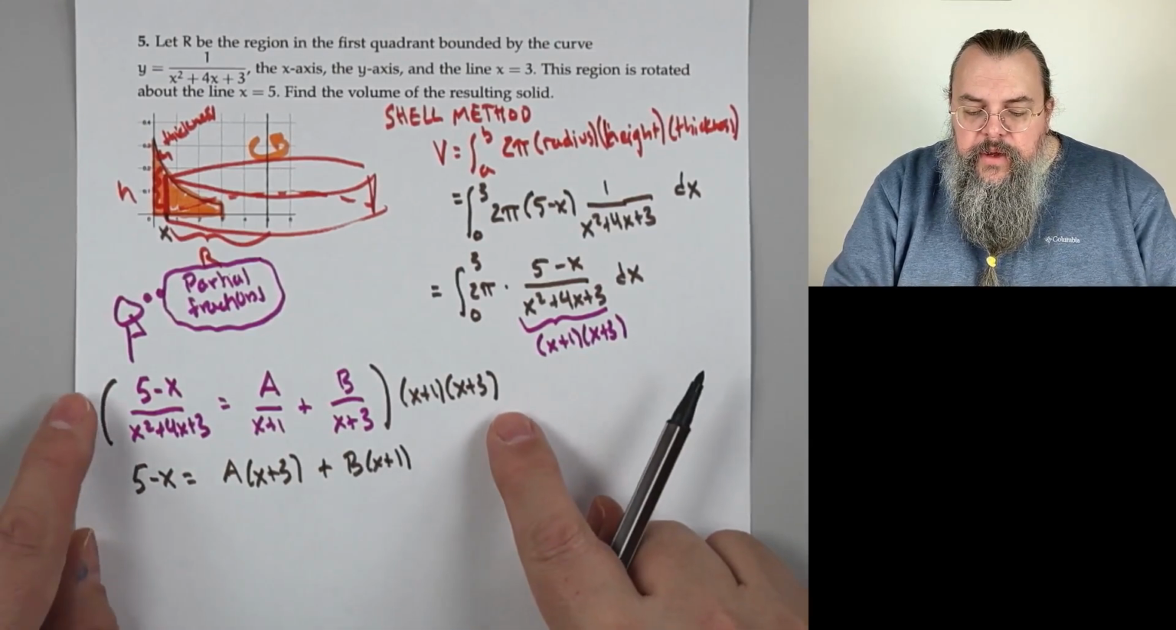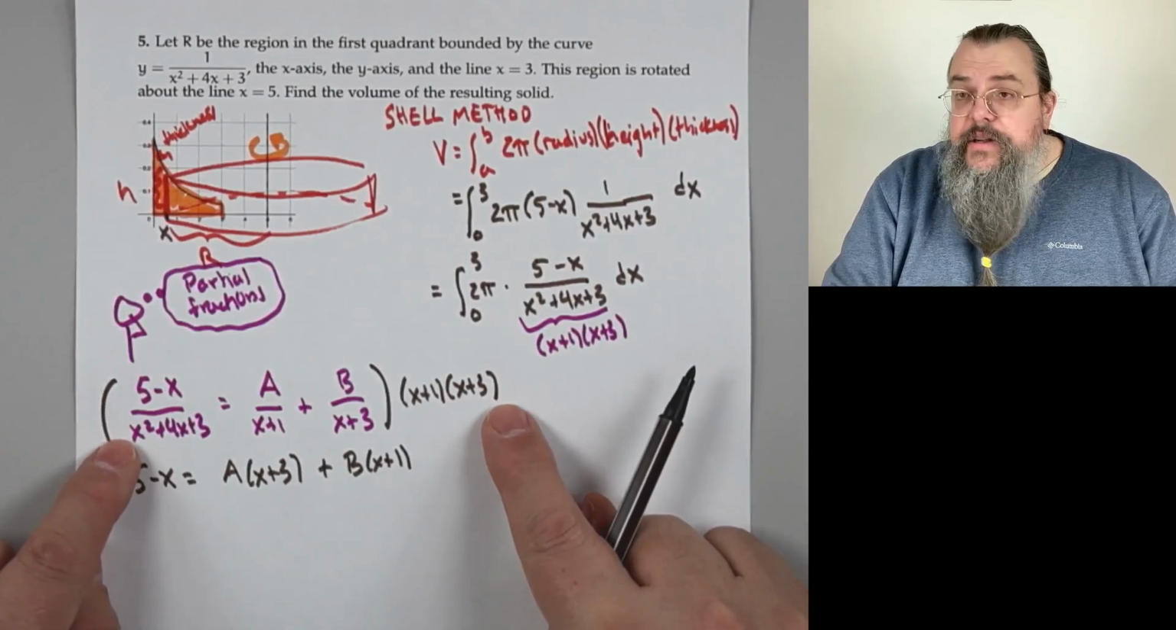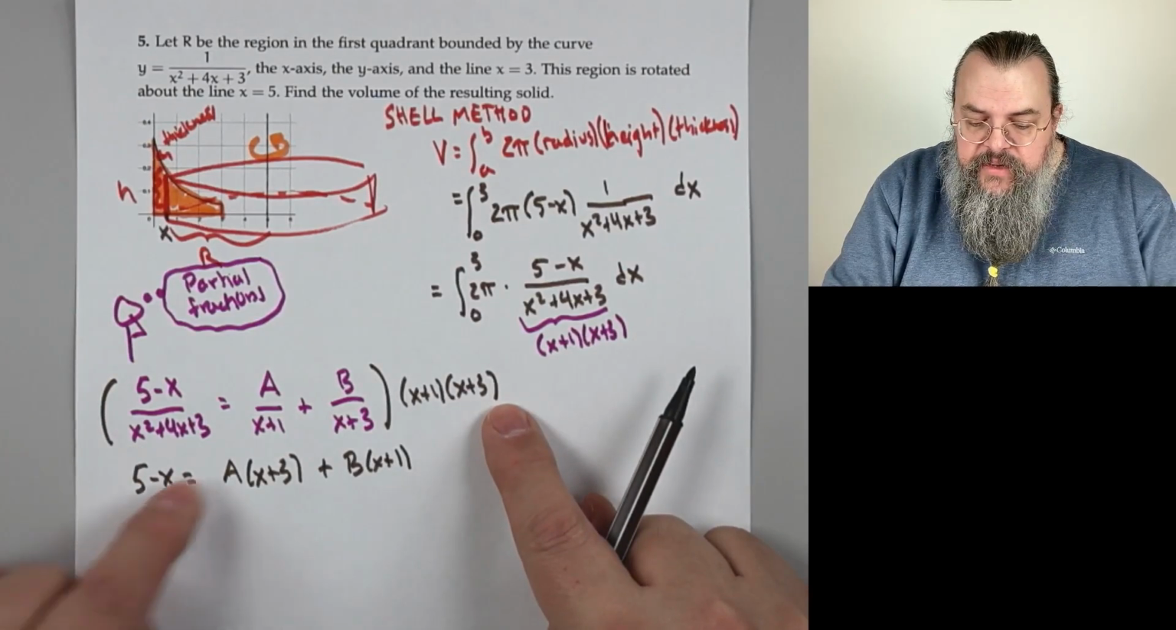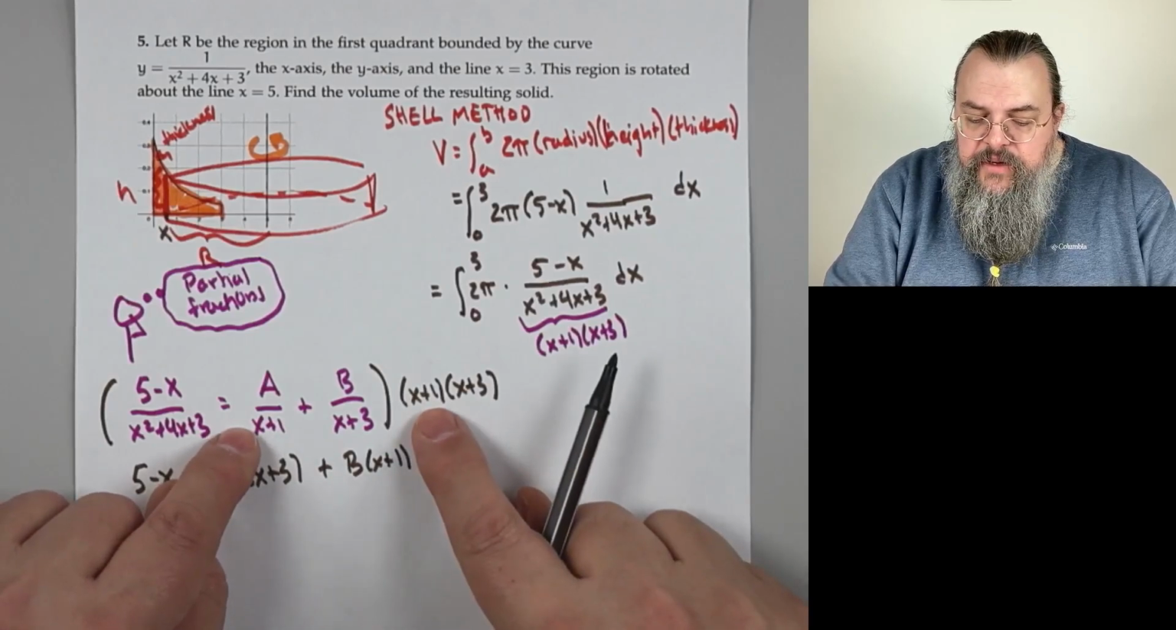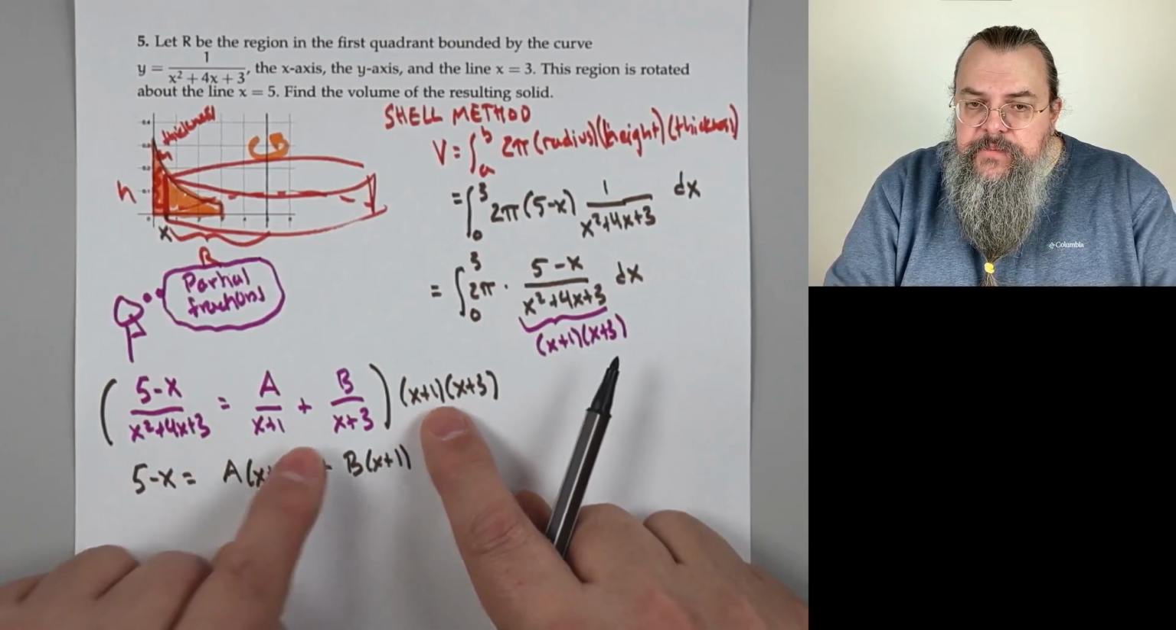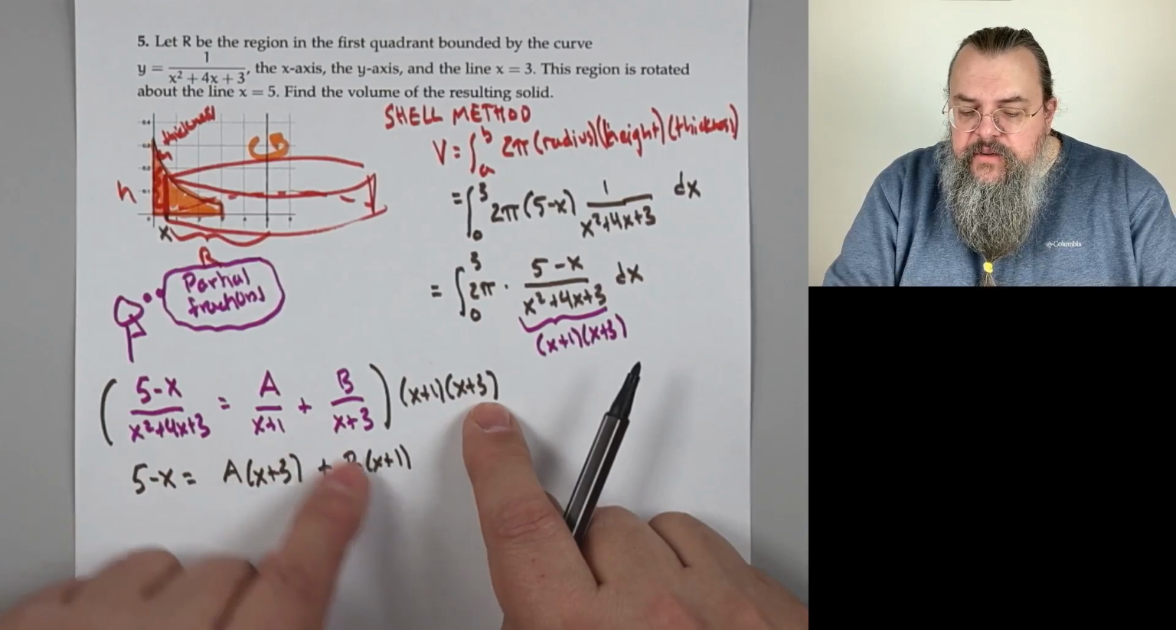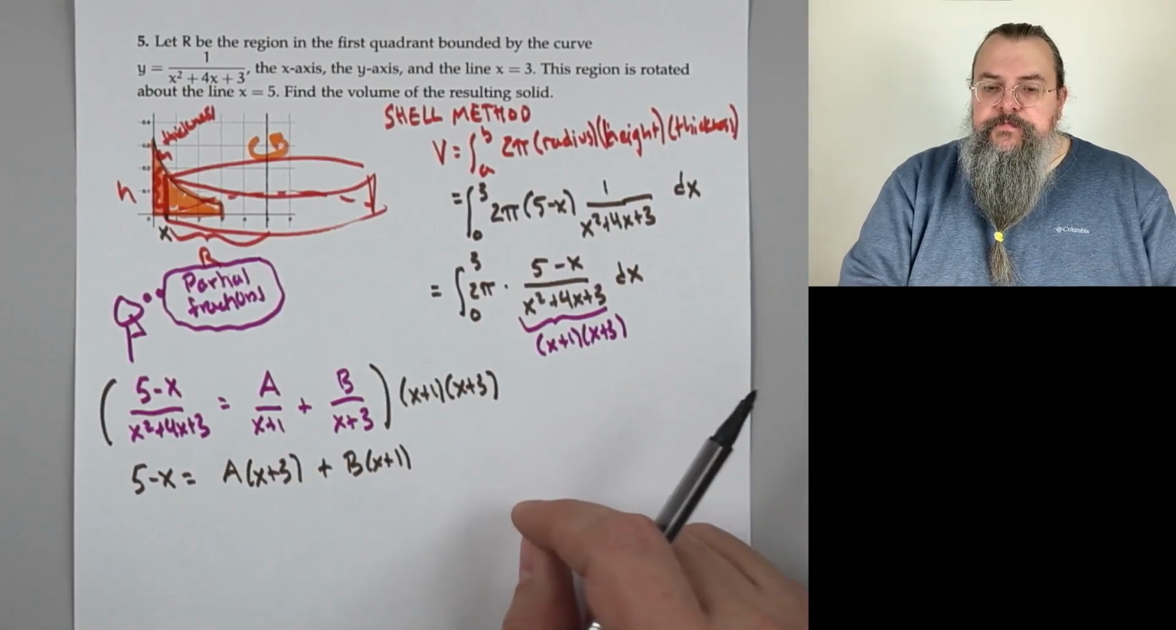Now, on this side, just the denominator clears out. So that's why we end up with 5 minus x. Here, the x plus 1's cancel, so we're left with an x plus 3. On that part, the x plus 3's cancel, we're left with an x plus 1.